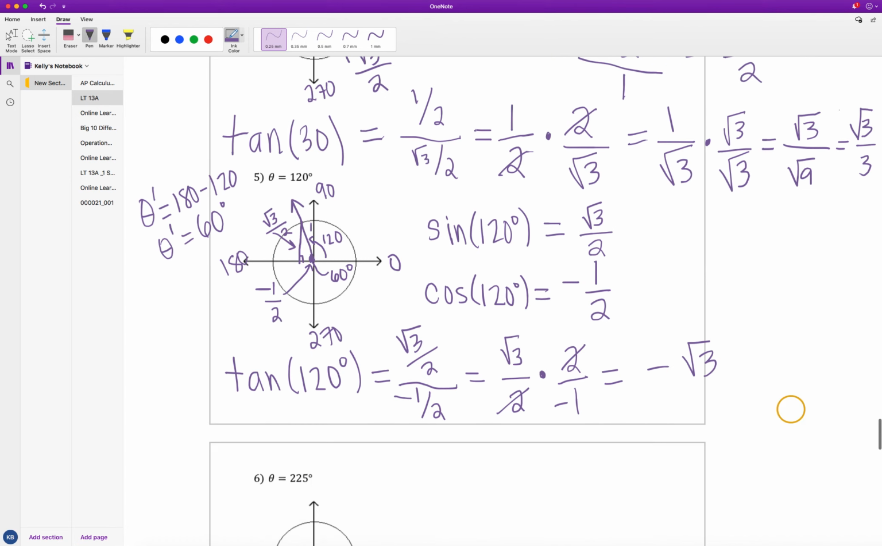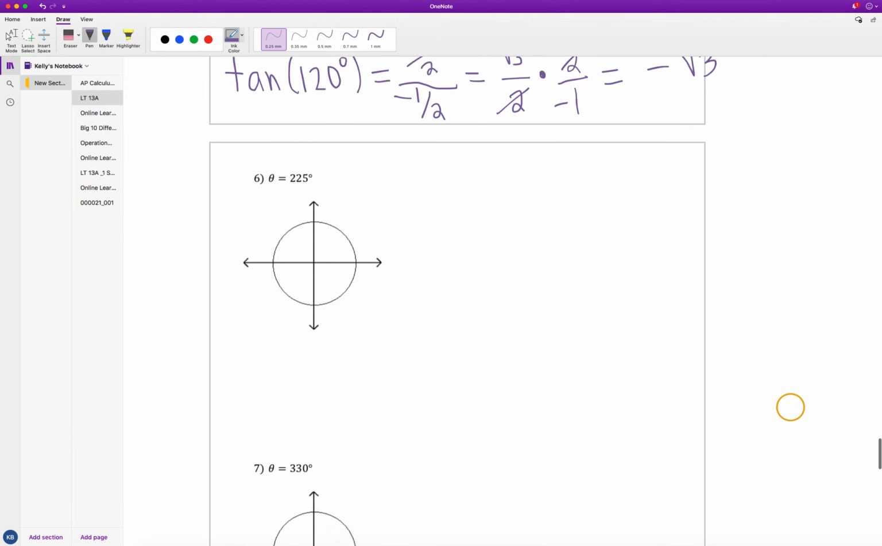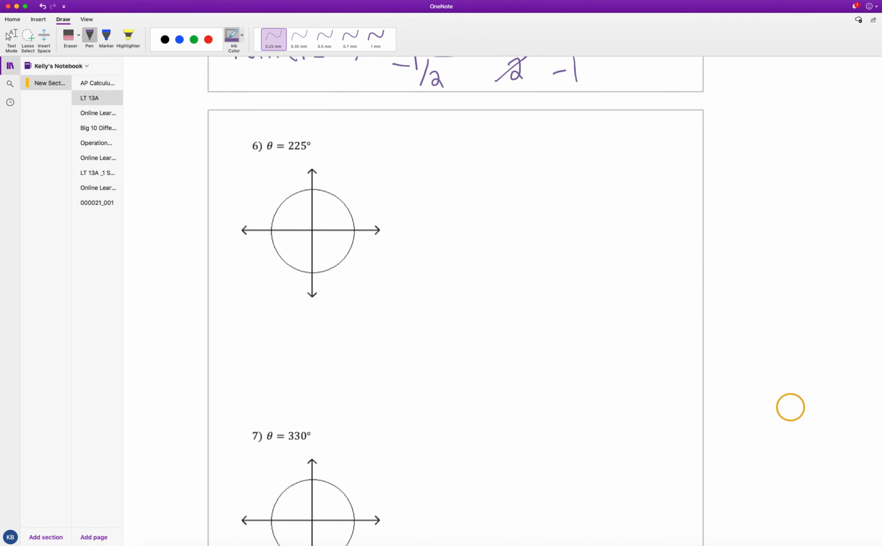Now the next one we're going to do is going to move to another quadrant as well. So this time we have theta equals 225 degrees. Now let's think about where that would be. Well, 0's on the right side, 90 degrees is up top, 180 is on the left, and 270 is down here on the bottom. Well, 225 degrees is somewhere in between 180 and 270.